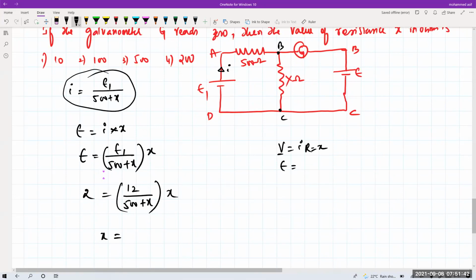How much am I getting for the X value? Hundred, sir. 100 ohms. Yes, sir. 100 ohms, that's it. X is equal to 100 ohms. Good question. Clear? Yes.